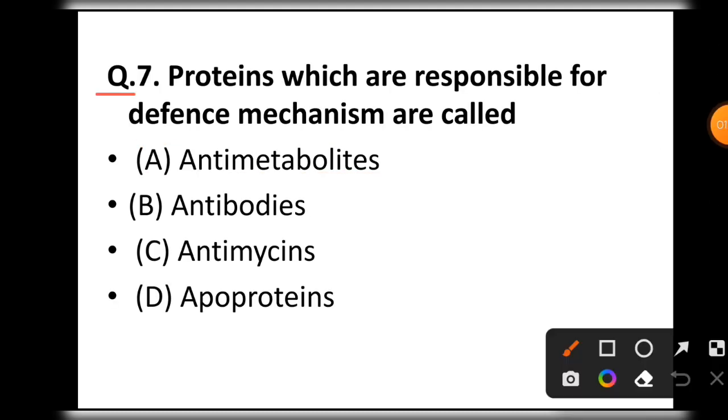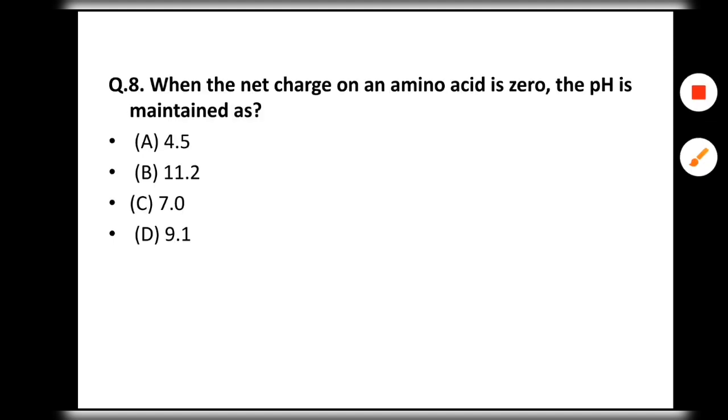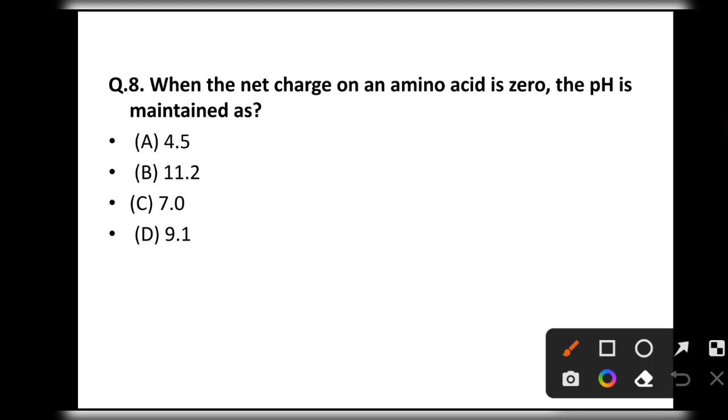Question 7. Protein which are responsible for defense mechanism are called. Correct answer is option B. Antibodies are the protein which are responsible for defense mechanism. Question number 8. When the net charge on amino acid is 0, the pH is maintained as. Correct answer is option C. 7.